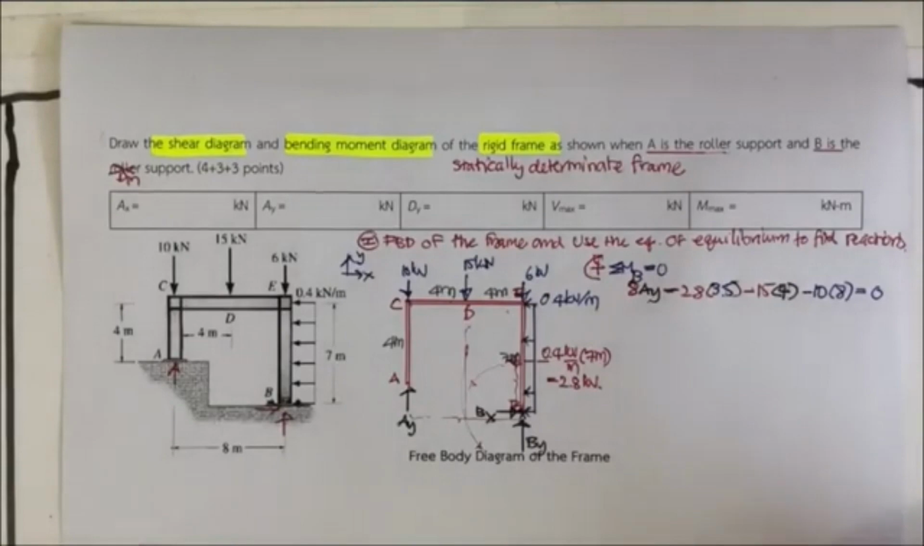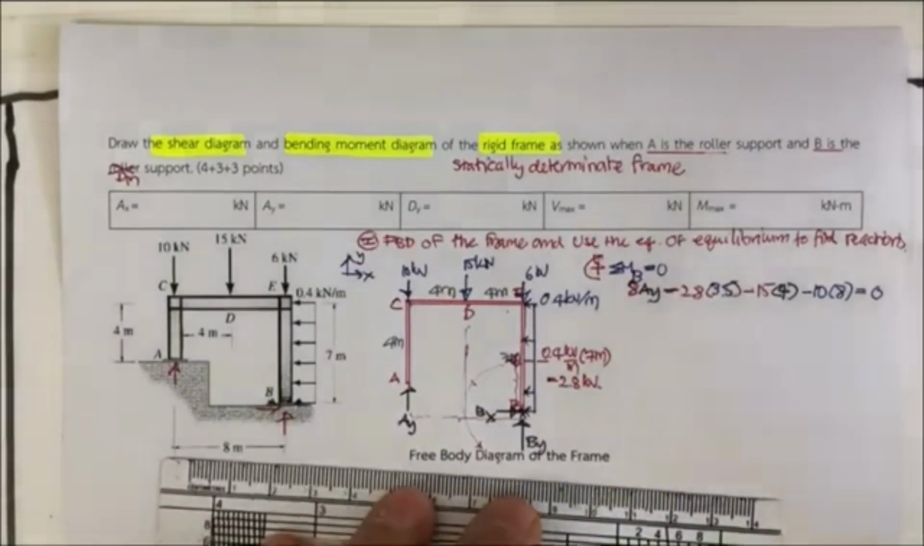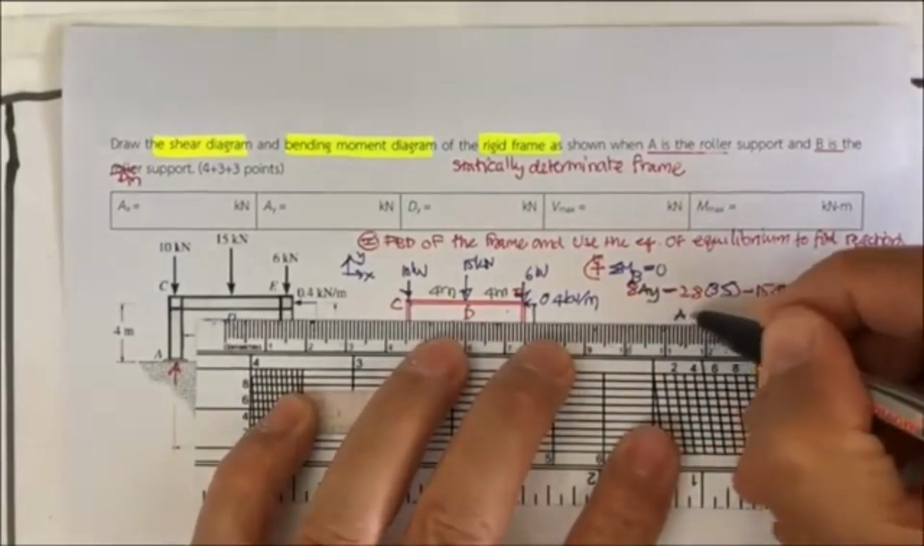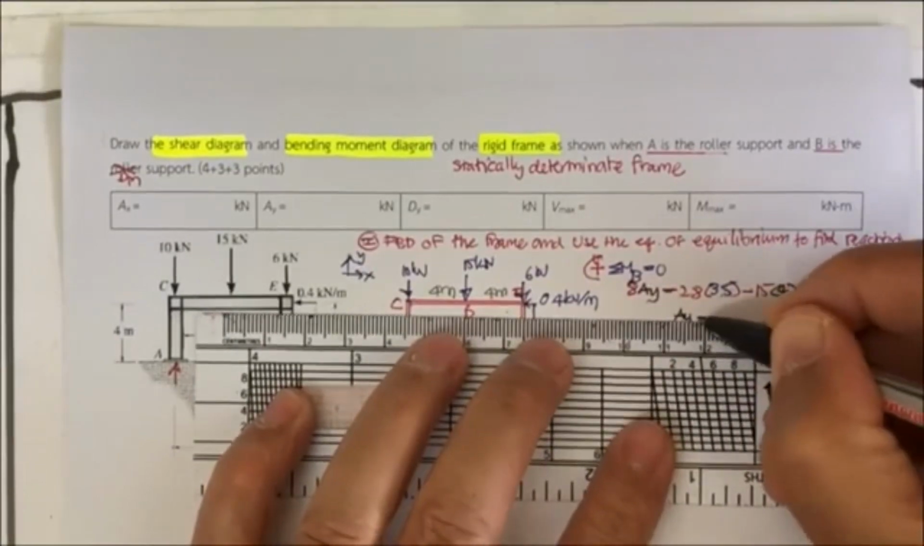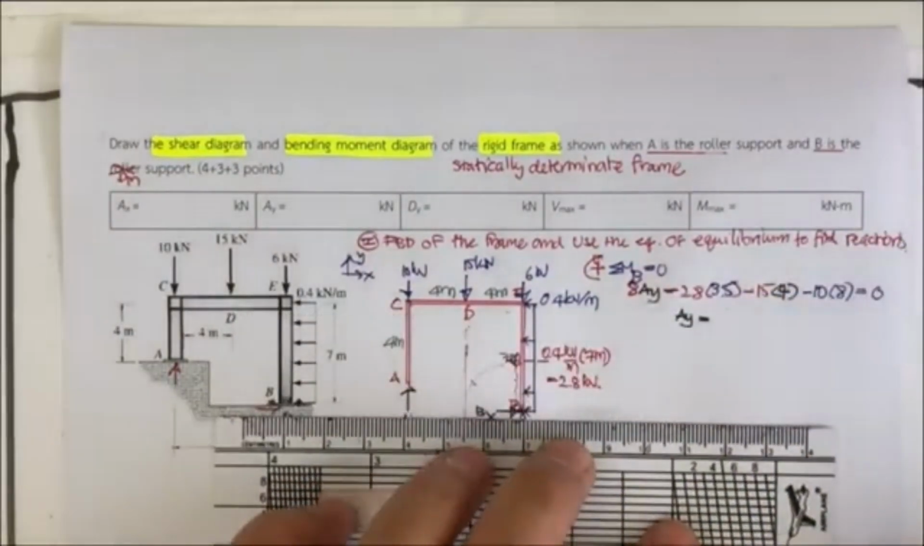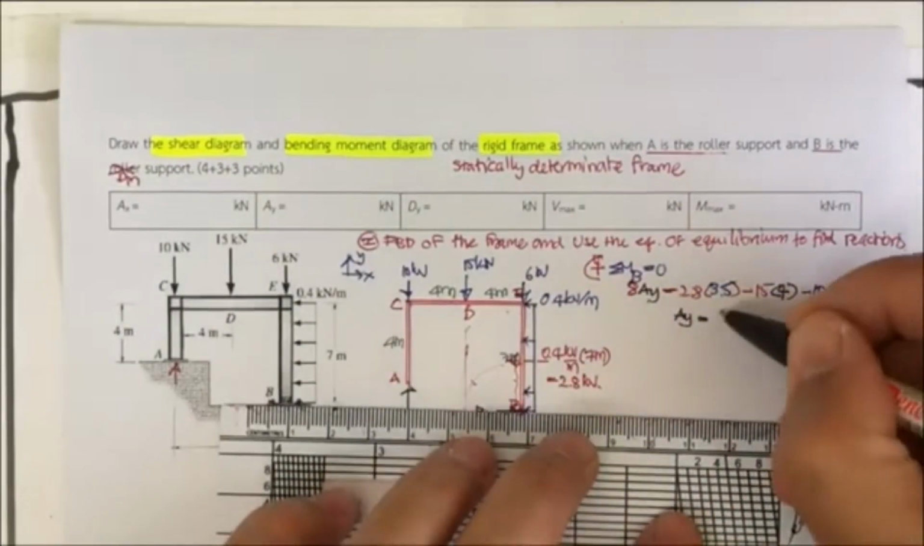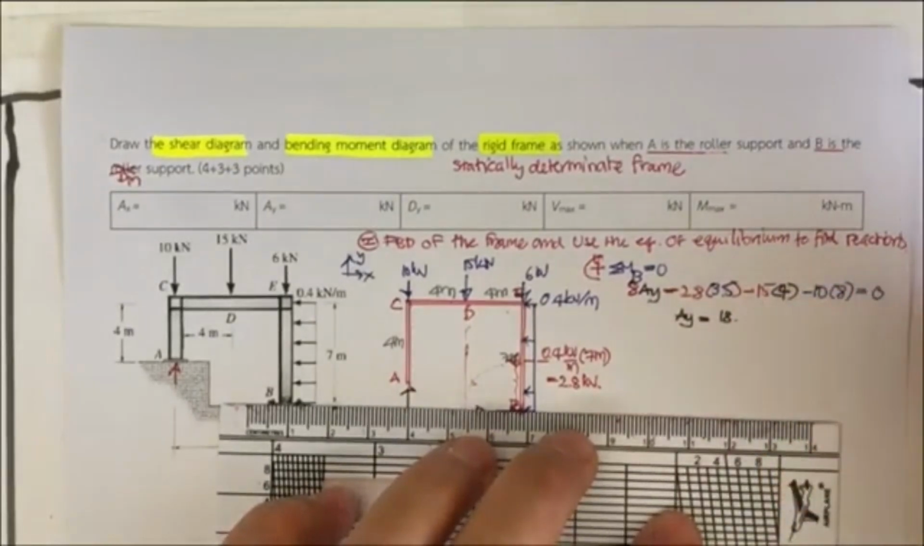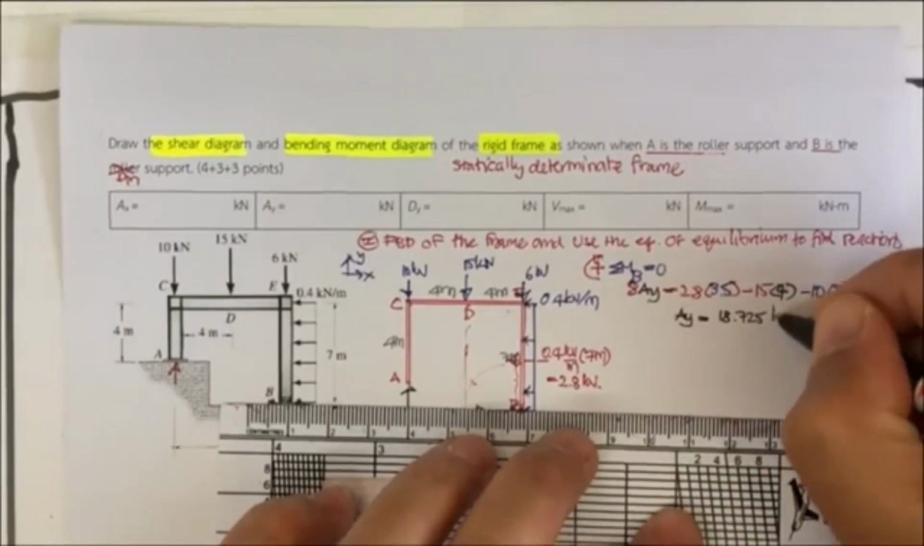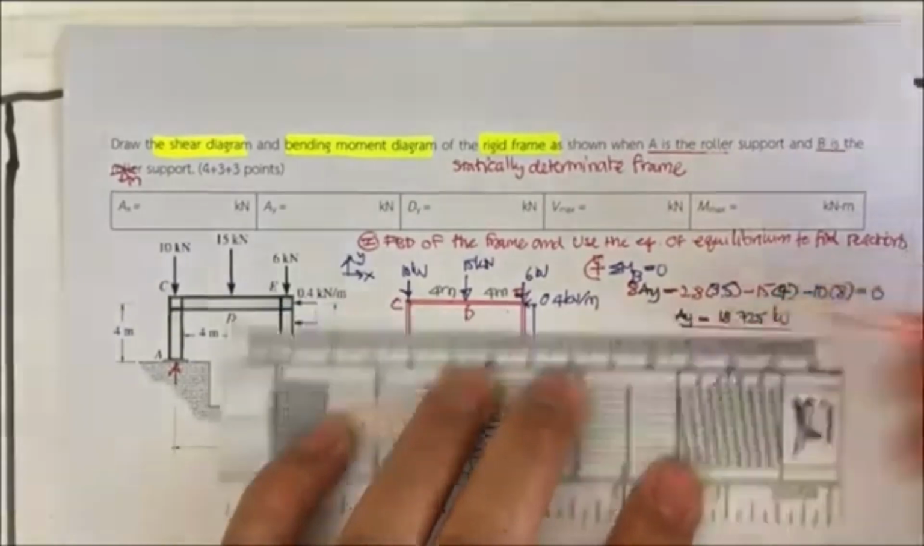You may put this into your calculator. Please stop the clip if possible. You may put them into your calculator and check if you get the same as me. I got 18.725 kilonewton. That's for the A sub Y.